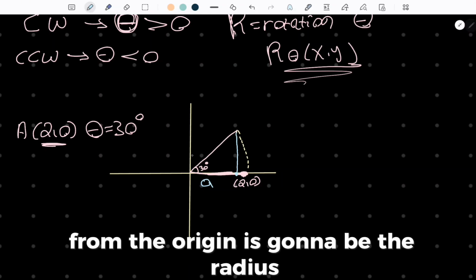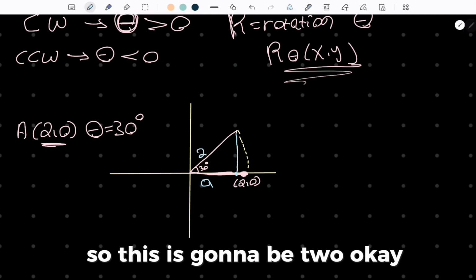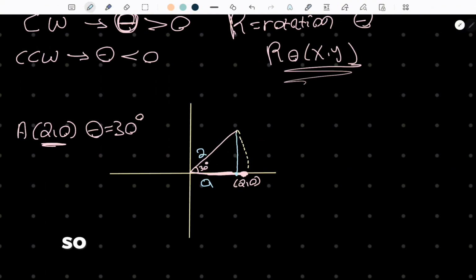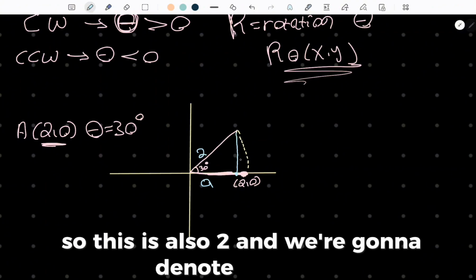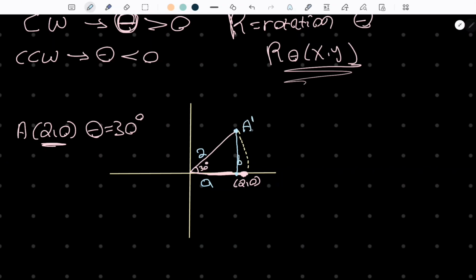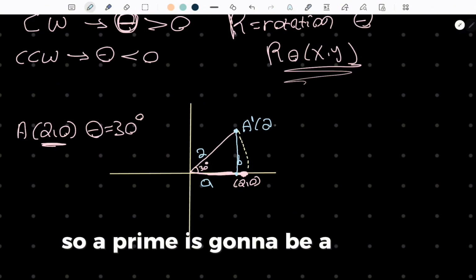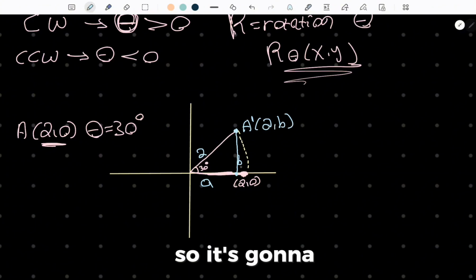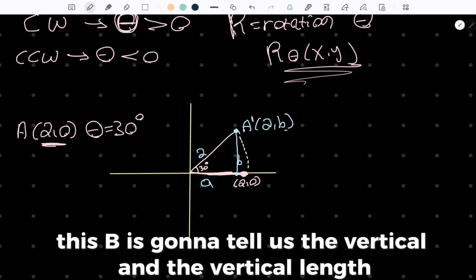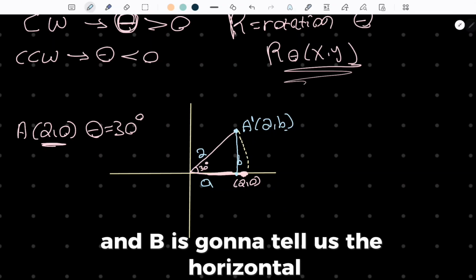Any line drawn from the origin is going to be the radius. So this is going to be 2. So (2, 0) is one of our radii, but this is also our radius, so this is also 2. And we're going to denote this point as A prime. So A prime is going to be (a, b). This b is going to tell us the vertical length, and a is going to tell us the horizontal length.